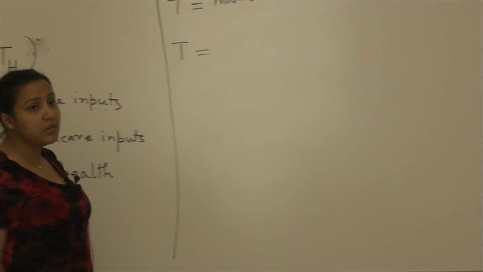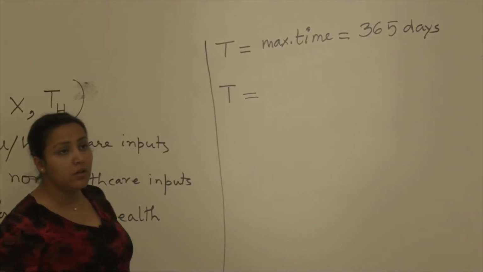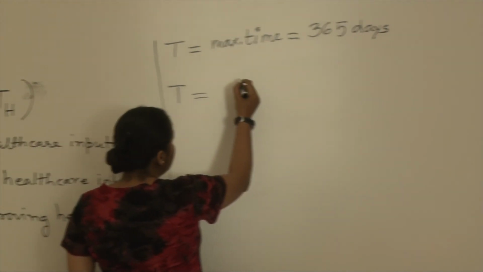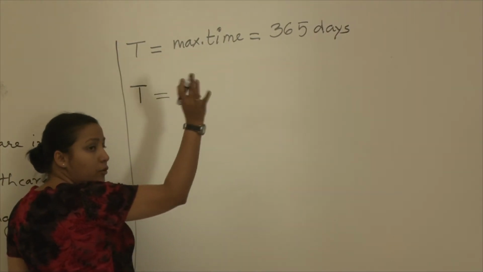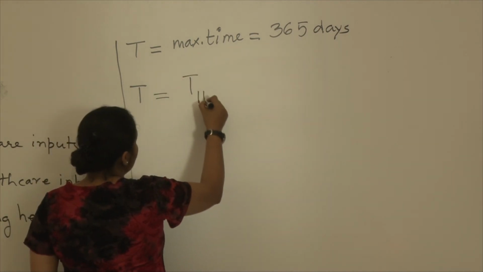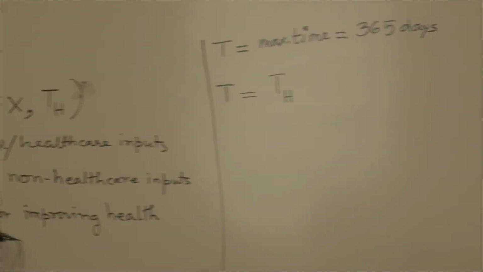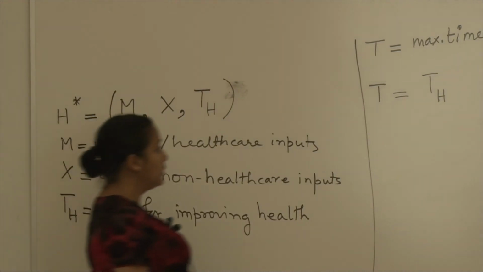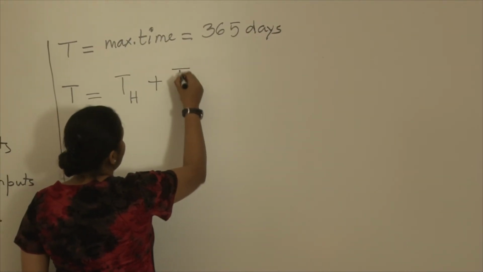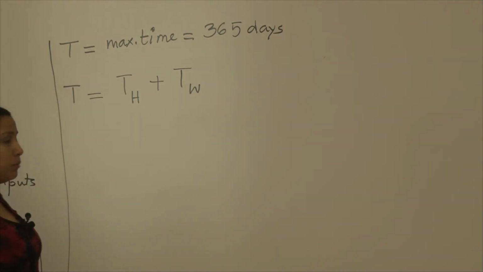So capital T, which is the total time, the maximum time, that is 365 days, can be split into several things. We are grouping it into 4 categories. The first category is, of course, TH, the same TH. So it has the same meaning, that is the time for improving health. The second is the time that you put into work, TW.